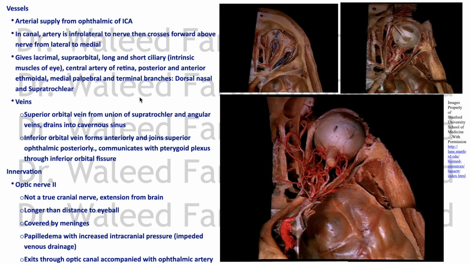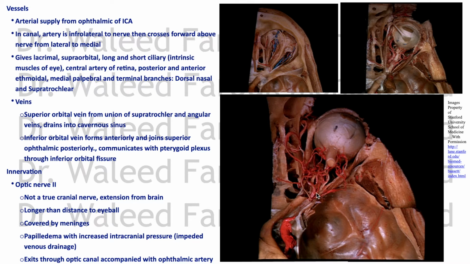Now for the blood supply, the vessels, of course it's the ophthalmic artery. Ophthalmic artery coming out of the internal carotid artery and goes in the optic canal infralateral to the optic nerve, and then when it enters the orbit, see, it curves medially from lateral to medial, over the nerve. All these are multiple choice questions. Curves from lateral to medial above the optic nerve, okay, and gives all its branches.